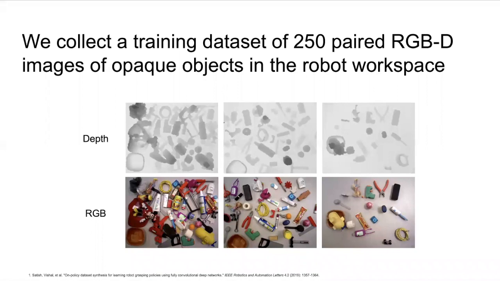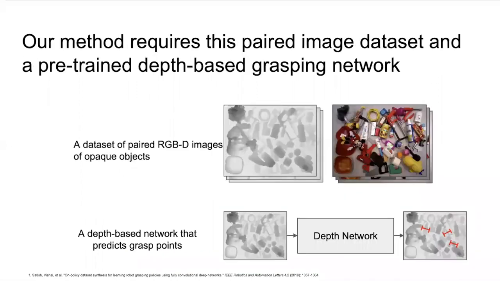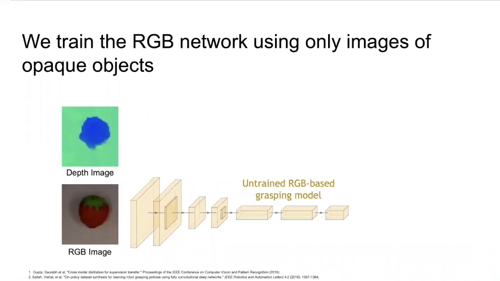The images shown here are some of the images of our dataset. In total, we use 250 such images. Our method requires only this dataset of paired RGBD images, as well as a depth-based grasping method that can grasp opaque objects. In our case, we use previous work for depth-based grasping of opaque objects that was trained in a depth-only simulation using grasp quality metrics. We train the RGB network using only opaque objects.